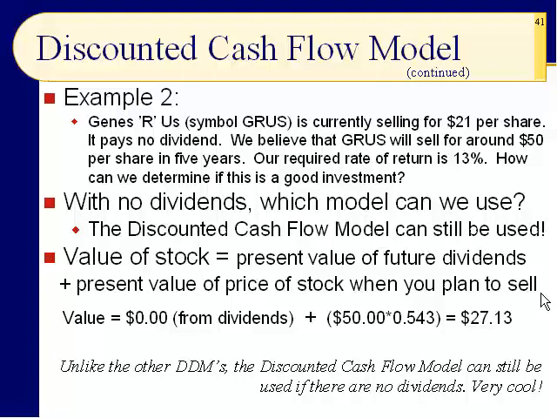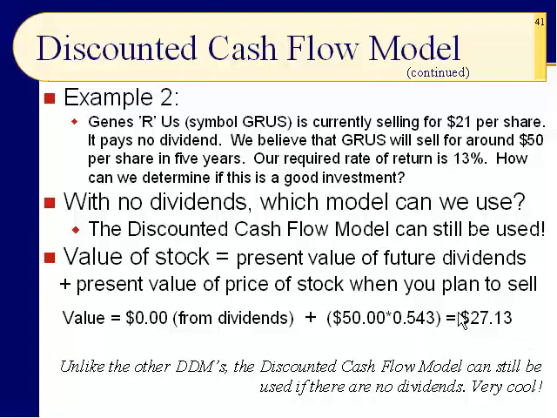So we think in 5 years it's going to be worth $50. So the formula becomes zero, because there's no value from no dividends. But $50 times the present value multiplier for 5 years at 13%. So go across the 13%, down 5 years. Hey, you could go down 5 years and then across the 13%. It's up to you. And that turns out to be 0.543.